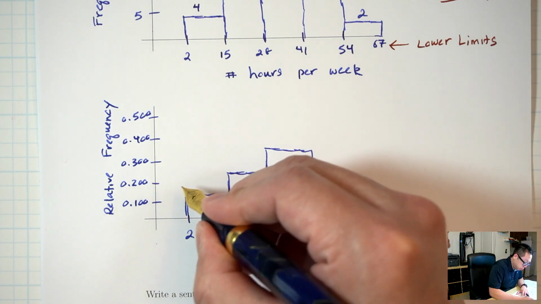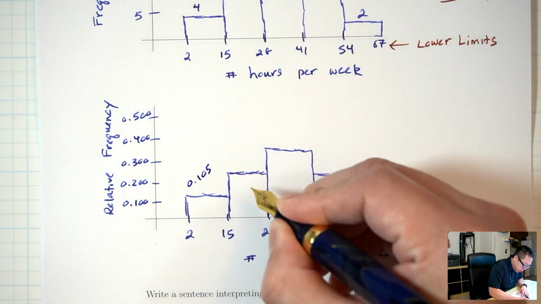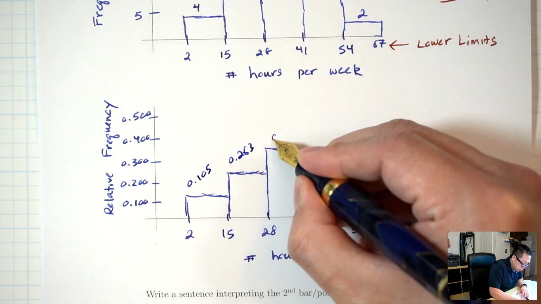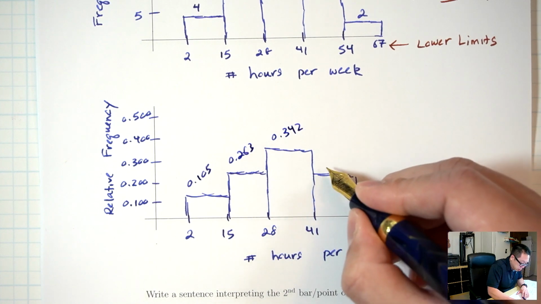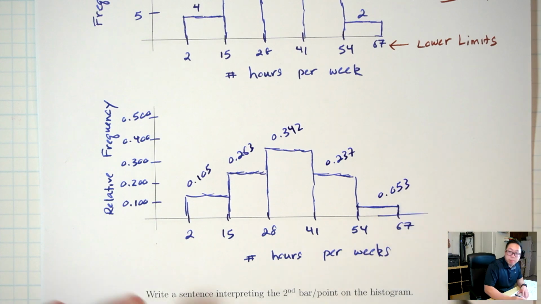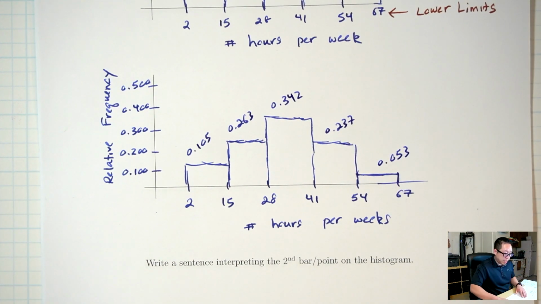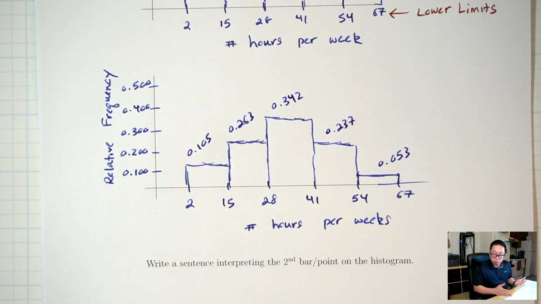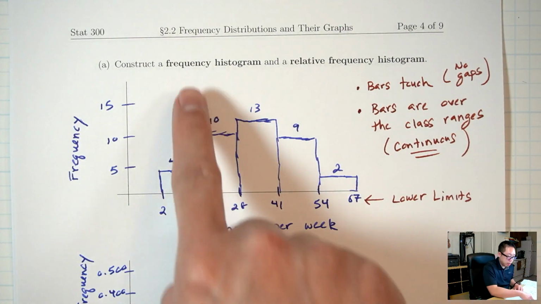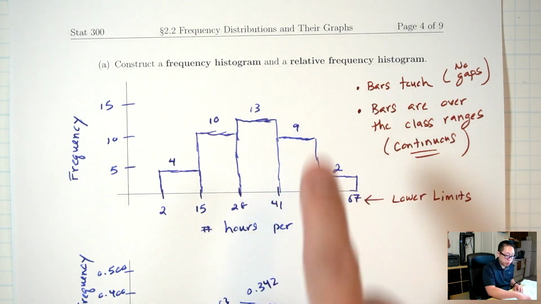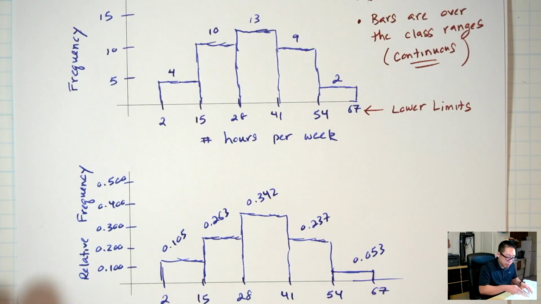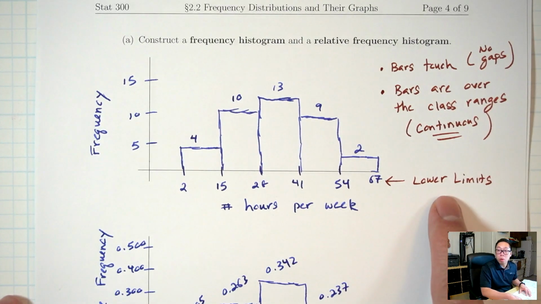So the first one is 0.105. The next one is 0.263. Next one is 0.342. 0.237, and then 0.053. Okay, and that is a relative frequency histogram. Histogram meaning bars, and then depending on whether it says frequency or relative frequency, that tells you what to put on the y-axis. And then the x-axis for a histogram is lower limits.